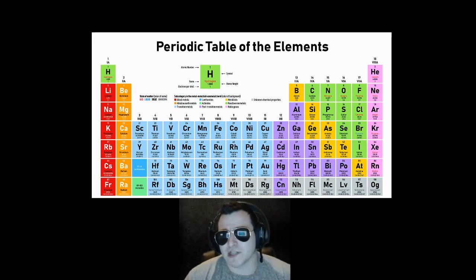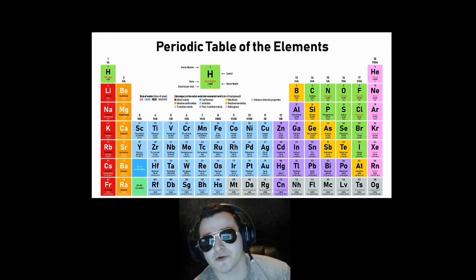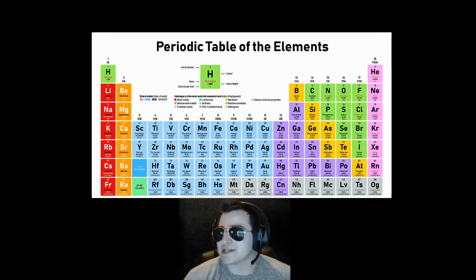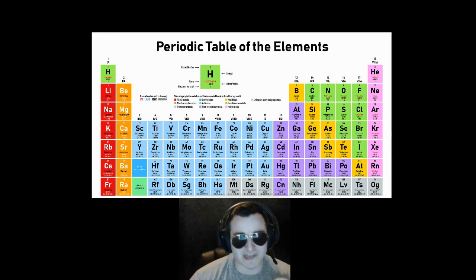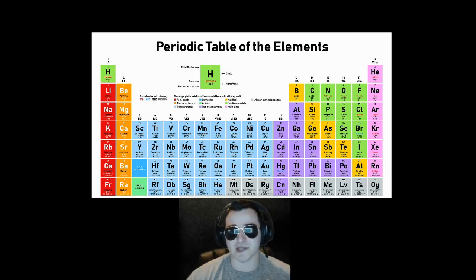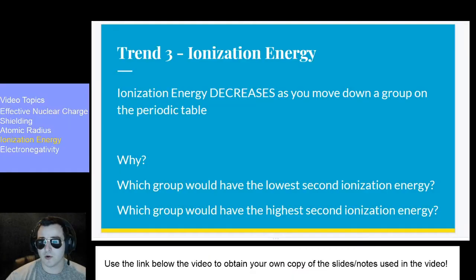which group would have the lowest second ionization energy? Which group would have the highest second ionization energy? Well, what that means is how much energy would be required to remove a second electron. Just like if we were to say, what would the third ionization be? That's how much energy would be required to take a third electron from that atom. Well, if you're taking a second electron, that's going with the assumption that you've already lost one electron. Well, which group would not want to lose a second electron?